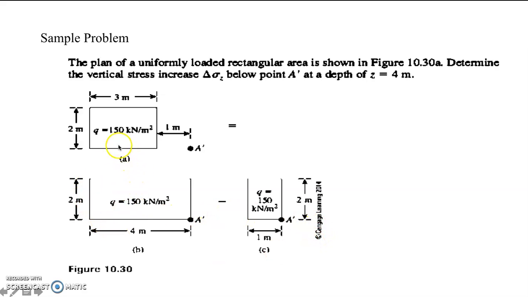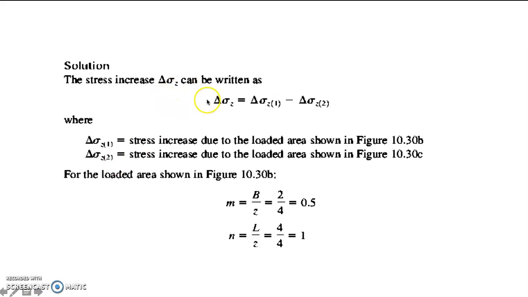So for this plan, we have to extend the area up to point B prime. So you have now 4 meters and 2 meters, of course. You have extended this one, and it should be subtracted. Whatever you have added should be subtracted. So you have to subtract your Q having a width of 1 meter. So you're going to have the solution.